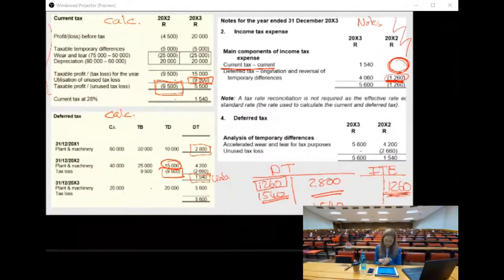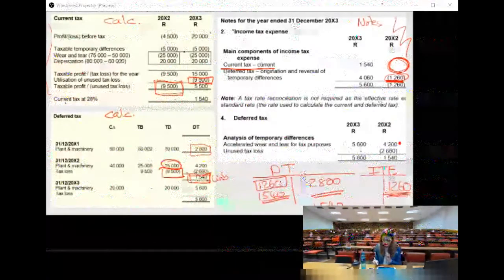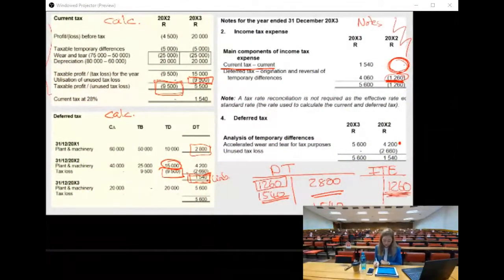Good. And then our deferred tax note is just a summary of what this balance consists of. This balance consists of, first of all, the differences between depreciation and wear and tear, accelerated wear and tear for tax purposes, or you can also say accelerated depreciation, because it's just a difference between wear and tear and depreciation. Those temporary differences, as well as the 2,660 from my unused tax loss. Okay, so that's example 12.